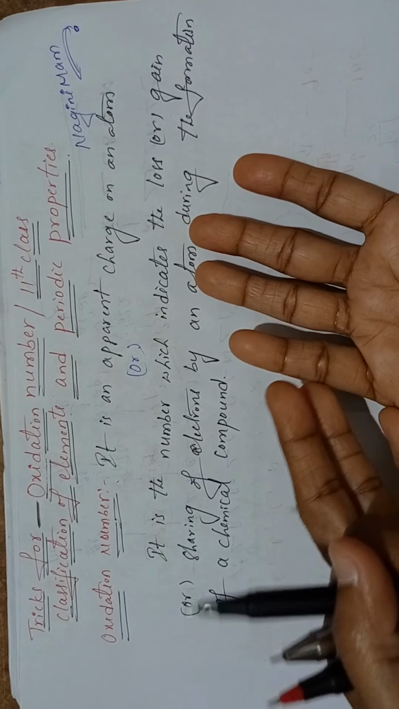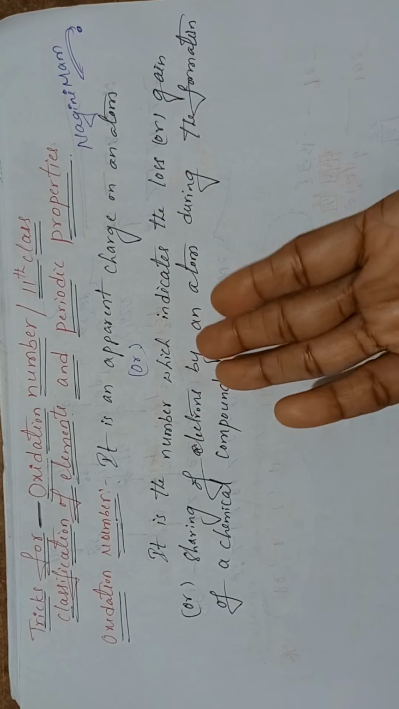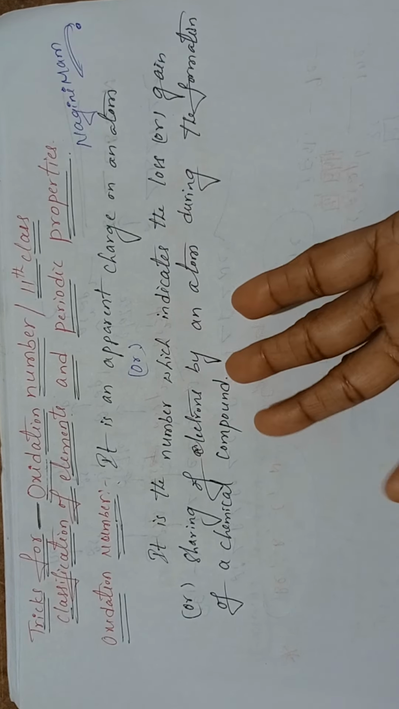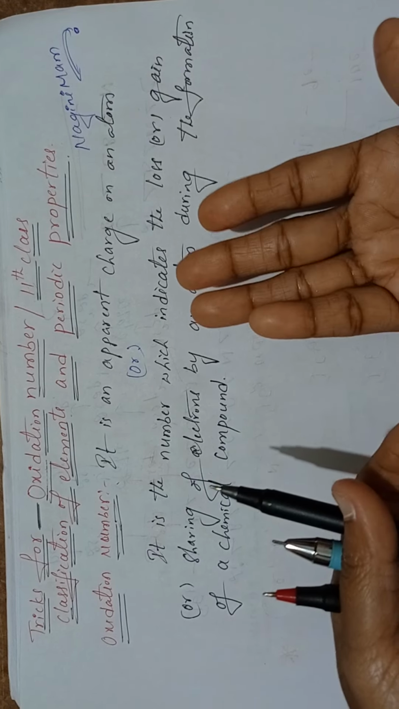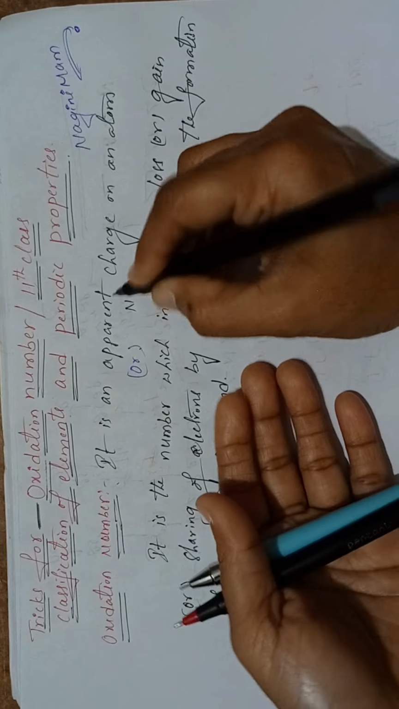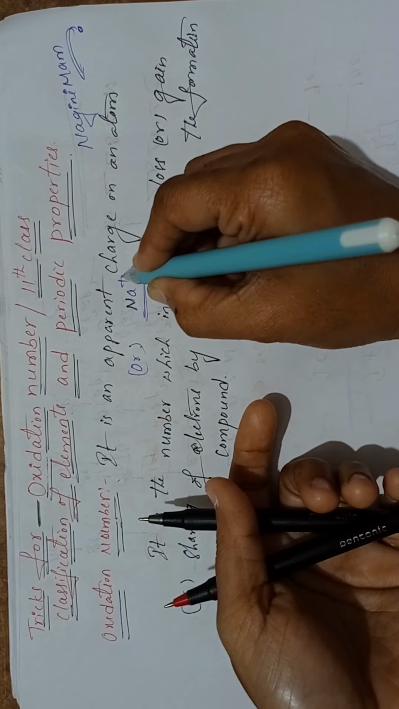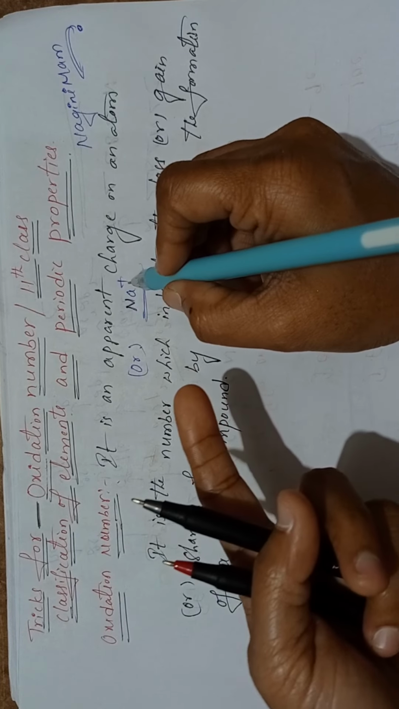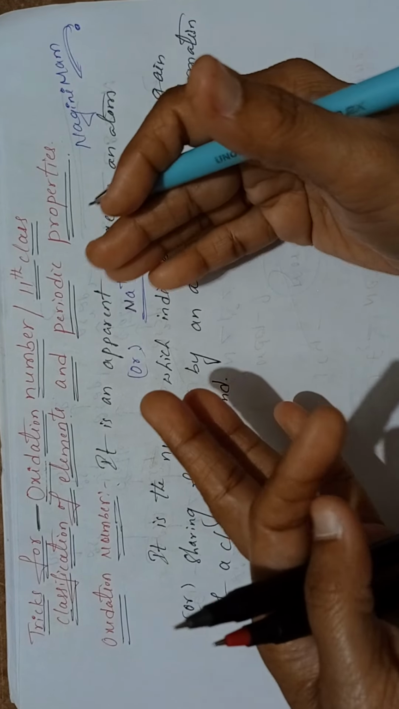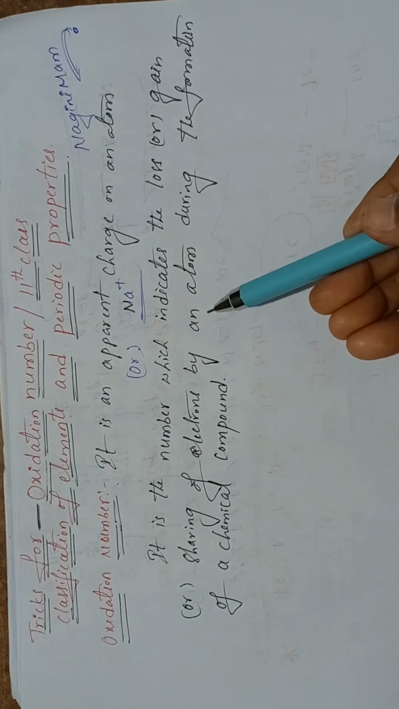What is the meaning of this, students? It is the number which indicates the loss or gain or sharing of electrons by an atom during the formation of a chemical compound. For example, here it is an apparent charge. Take Na+, which has the charge plus. On the atom there is a charge, that charge appears on the atom. That charge is called the oxidation number.